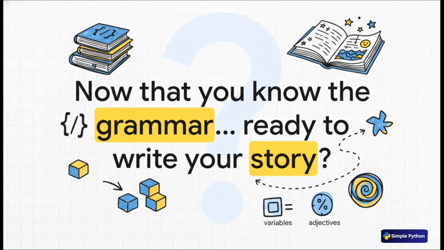So, now that you know the basic grammar of the language, you are ready for the fun part. In our next explainer, we're going to cover variables and data types. Think of them as the nouns, the numbers, and the adjectives that will actually let you start writing a real story with your code. See you there.